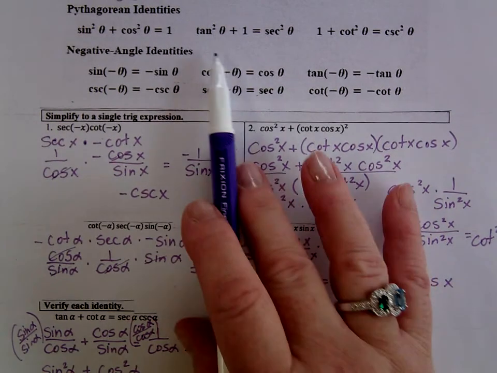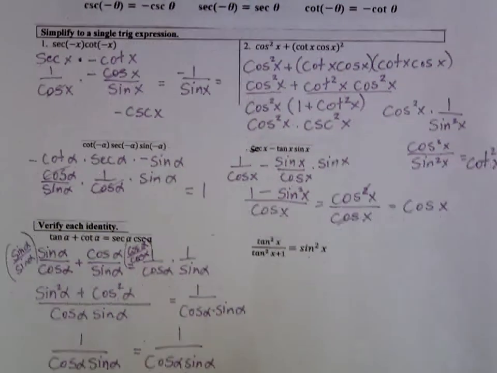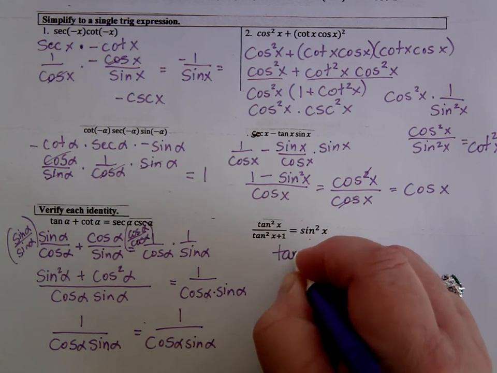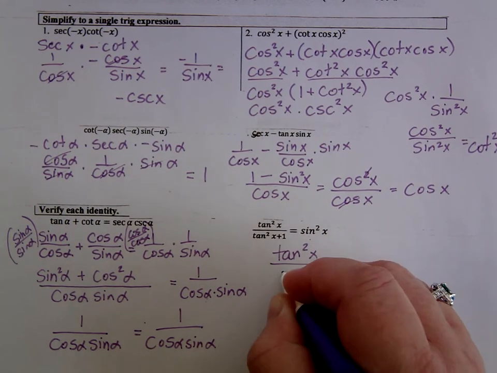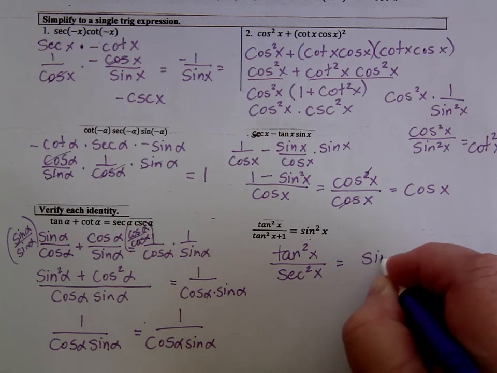Tangent squared plus 1 is secant squared. So the first thing I want to change this time is that denominator and see what that does for me. So I'll keep the tangent squared for now on the top. This becomes a secant squared. I'm supposed to have it equal sine squared x.